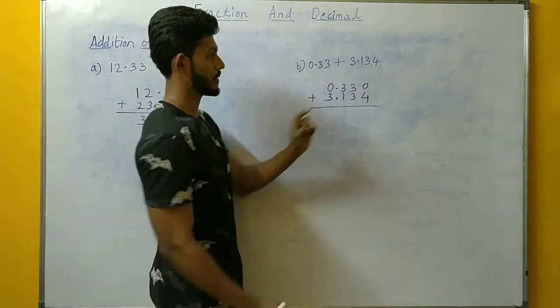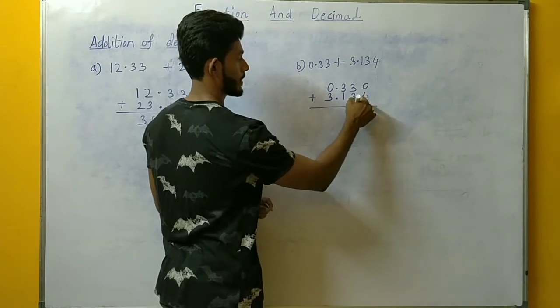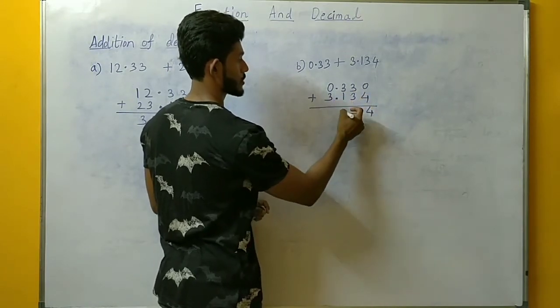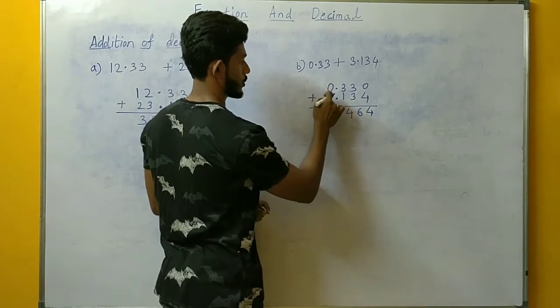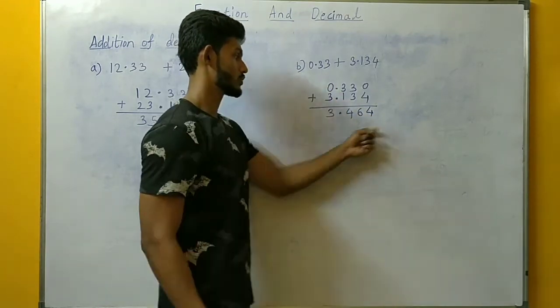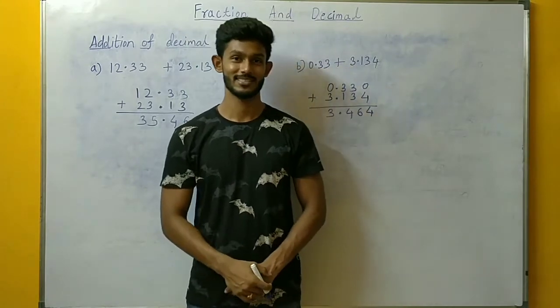Now let's check. 0 plus 4 is 4, 3 plus 3 is 6, 3 plus 1 is 4, decimal point as it is, 0 plus 3 is 3. So this is how we add the decimal numbers.